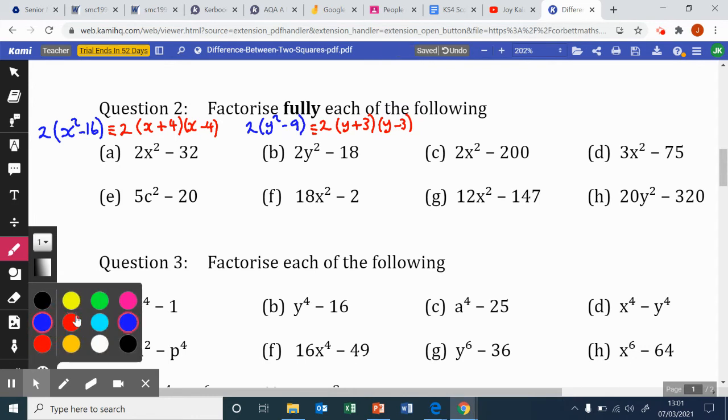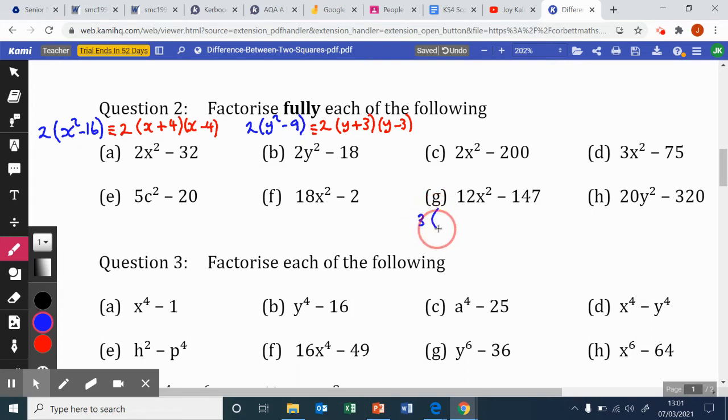Let's look at one that looks less obvious. We've got 12x squared minus 147. Well, both of these are divisible by 3. So that becomes 3, open bracket, 4x squared minus 49. Oh, look at that. Then that becomes 3, and then this can be factorized by the difference of two squares. It's 4x squared, the square root of that is 2x. Then we've got plus 7, and we've got 2x minus 7.